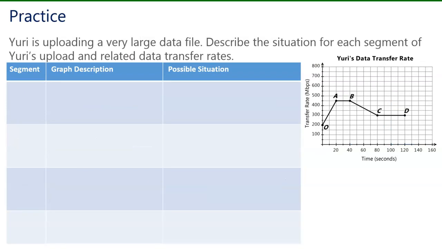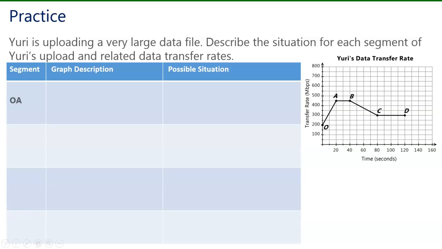Here's some practice. You may wish to hit pause here and try this on your own. Yuri is uploading a very large data file. Describe the situation for each segment of Yuri's upload and related data transfer rates. The graph has time on the horizontal axis and transfer rate in megabits per second on the vertical axis.